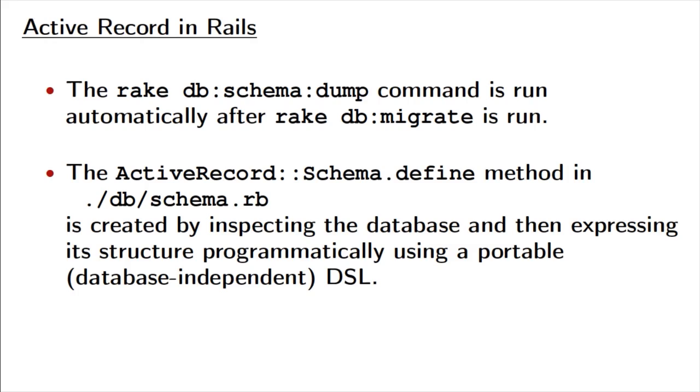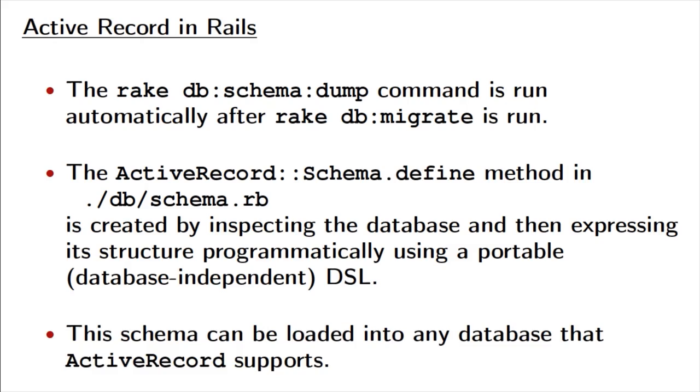When we discussed database management in the previous lesson, we mentioned that once you've created the structure of your database through migrations, it's not necessary to use these migrations when you create additional instances of your web app. At this point, you can use the schema.rb file to create the database. In fact, as I've already mentioned, this is considered a best practice. Now, this schema that I just talked about, that's in the schema.rb file, can be loaded into any database that Active Record supports. So this is very powerful.